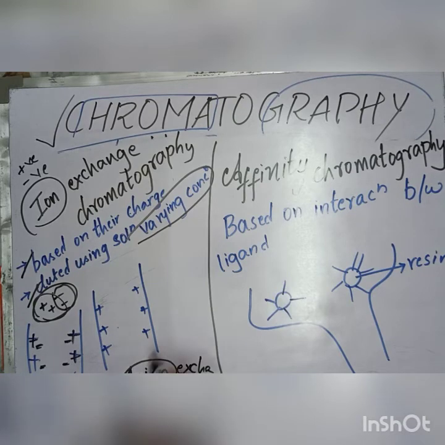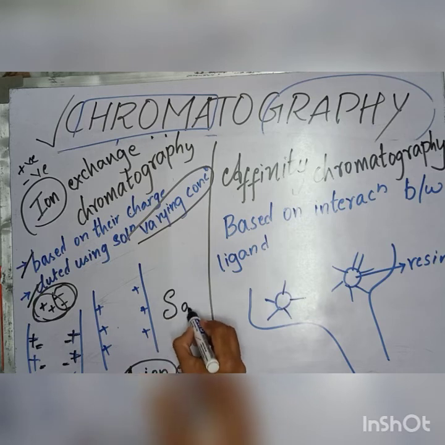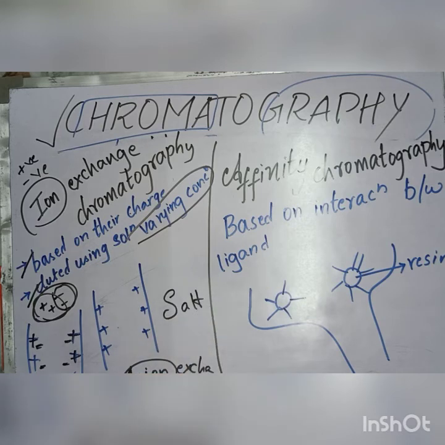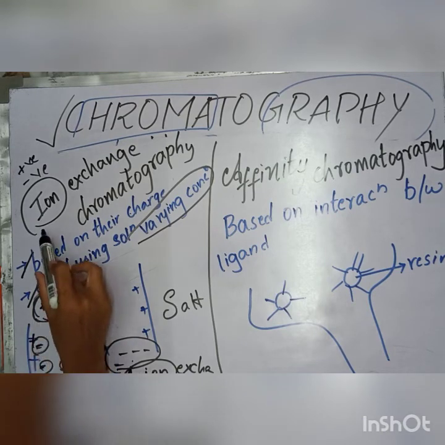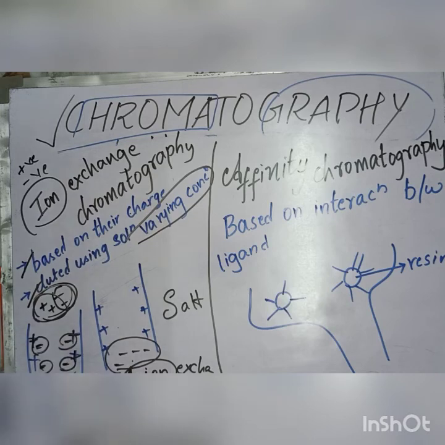Next, we increase the salt concentration. After increasing the salt concentration, all the ions which are bound to the resin will come out. So first we get the positive charge, and then later we get the negative charge. By this, we separated the positively charged and negatively charged ions from the mixture. That is why it is called ion exchange chromatography.